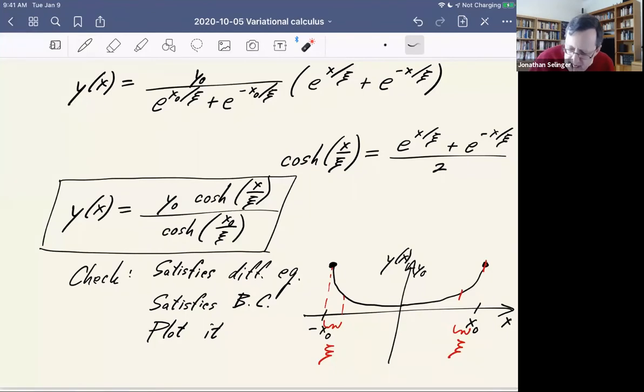And then, one more thing that we could do would be to see about the limiting cases.